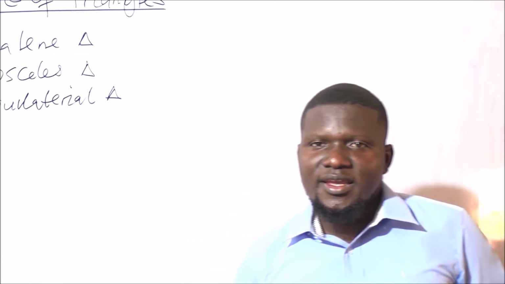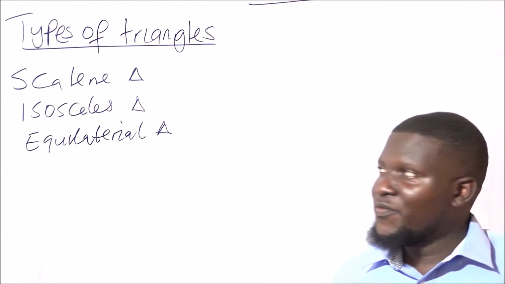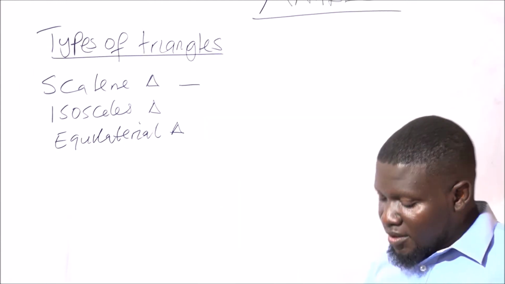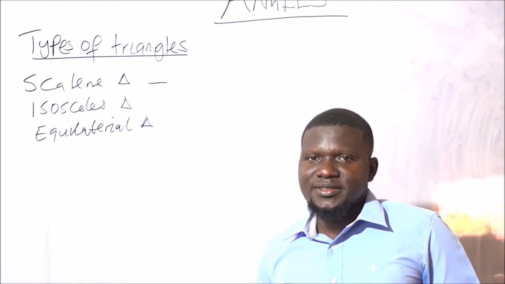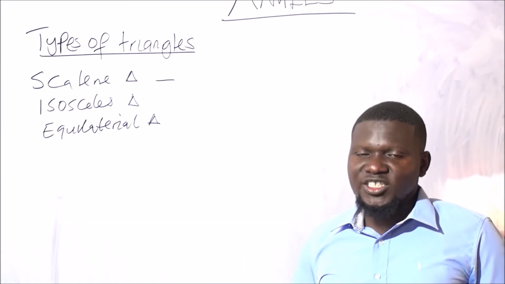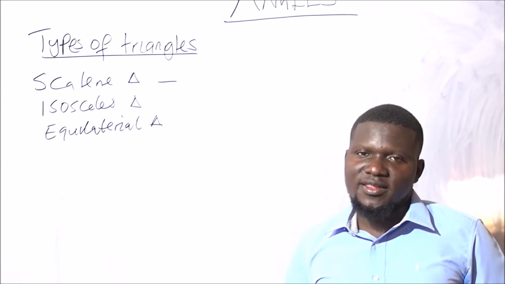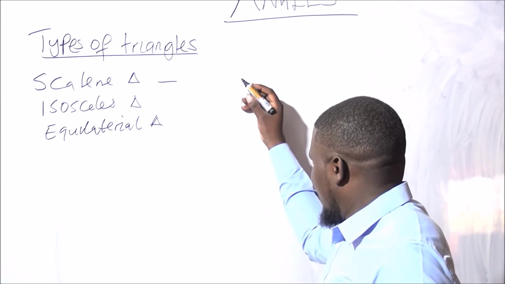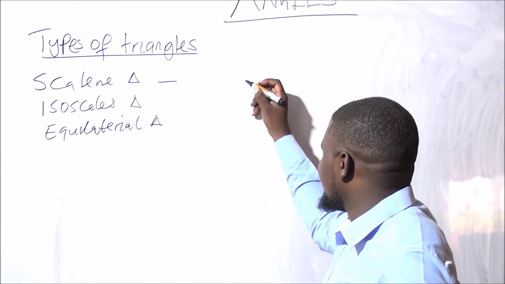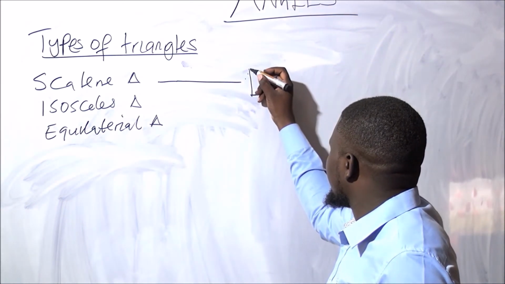The first type of triangle that we'll discuss is a scalene triangle. A scalene triangle is a type of triangle which has no equal sides. The sides are not equal to each other, in short, and the angles are not equal to each other either. An example of the shape of a scalene triangle can be this way. This is the triangle we have here.